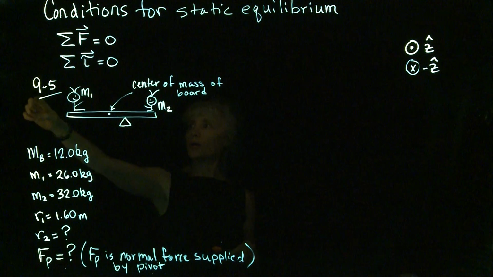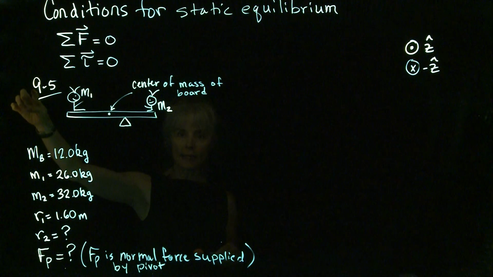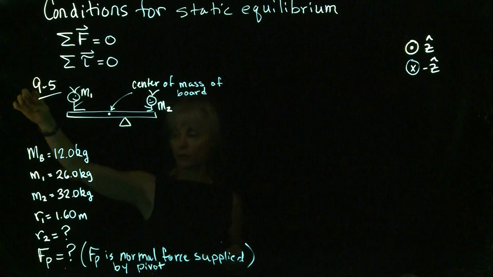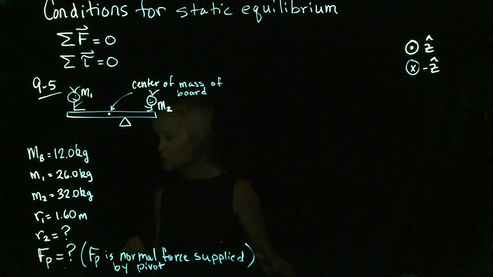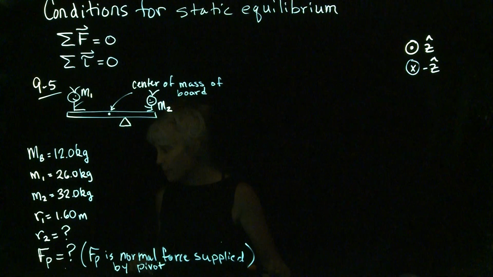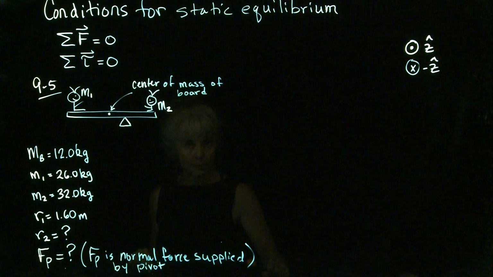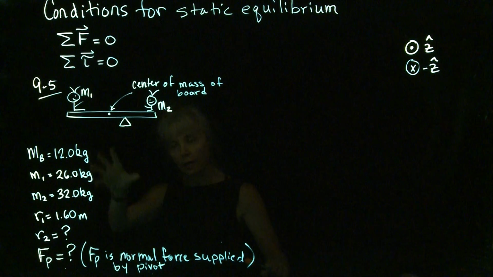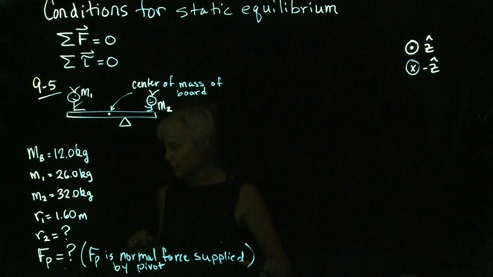So the problem that we're going to look at is from our OpenStax text, number 5 from chapter 9, and it reads, repeat the seesaw problem for example 9.1. So please refer to 9.1. I've summarized the information here.